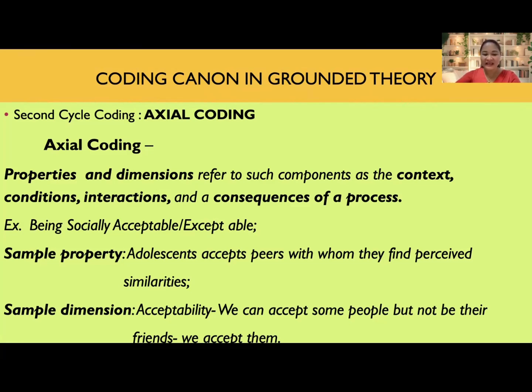We have the sample property and the sample dimension: adolescents accept peers with whom they find perceived similarities, and the dimension, their acceptability. We can accept some people but not their friends. We accept them.